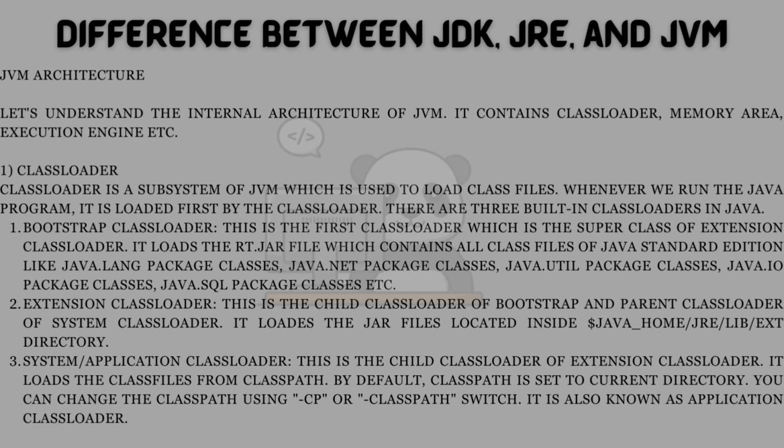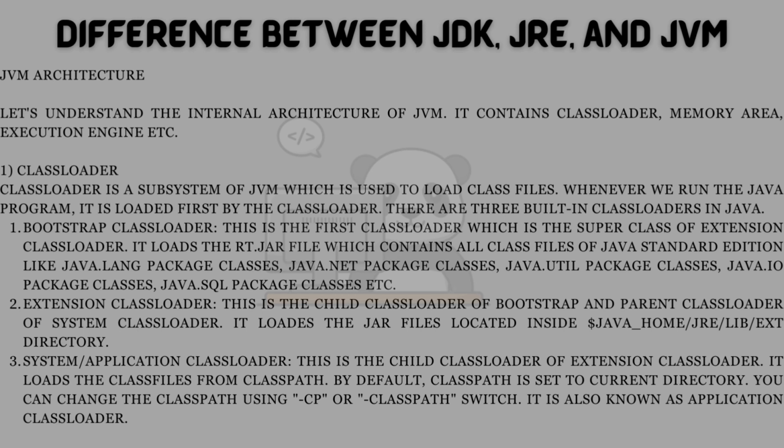It loads the rt.jar file which contains all class files of Java Standard Edition like java.lang package classes, java.net package classes, java.util package classes, java.io package classes, java.sql package classes, etc. Extension class loader. This is the child class loader of Bootstrap and parent class loader of System class loader. It loads the jar files located inside the $JAVA_HOME/jre/lib/ext directory.